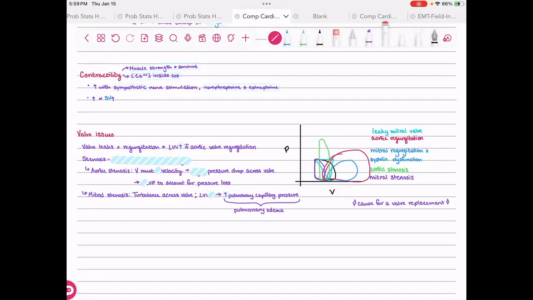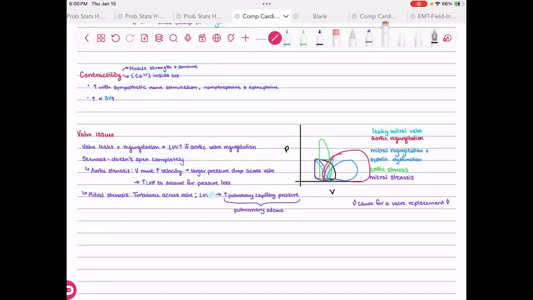With aortic stenosis, we end up with this green PV loop over here. So what's going on here is that the aortic valve isn't opening properly. So in order to get more blood out, the heart's going to have to increase its ventricular pressure a lot more to shoot blood out. So your pressure is going to go way up, and then your volume, you're not really going to be able to get super low and super high volumes as a result, again, of that valve not opening correctly. So again, aortic stenosis, the ventricle must increase velocity, so there's a larger pressure drop across the valve. And as a result, there's a higher left ventricular pressure to account for that pressure loss.